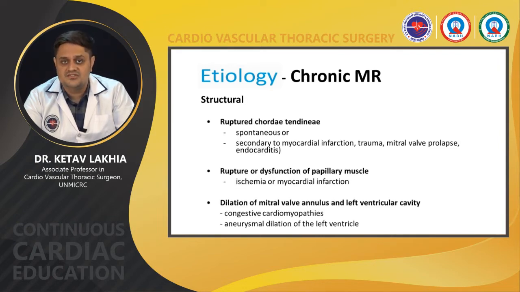There may be some structural causes which can cause chronic MR, like we have already seen previously: ruptured chordae tendineae, rupture or dysfunction of papillary muscle, or dilatation of the mitral valve annulus with the left ventricular cavity.